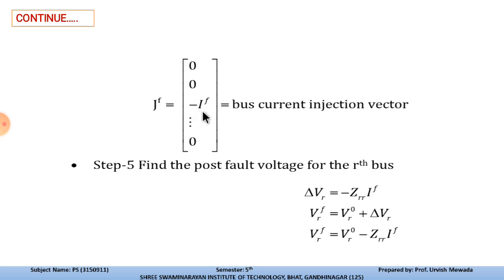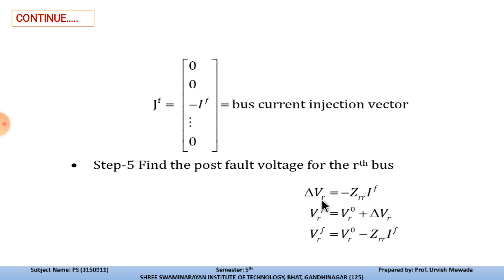So at the point R, the fault occurs at that point. You can see that the current is minus I raised to F. This is the bus current injection vector. And in step number 5, you can see the change in voltage at the rth bus, that will be delta VR, and the equation will become minus ZRR, the impedance of that respective bus, ZRR into I raised to F.